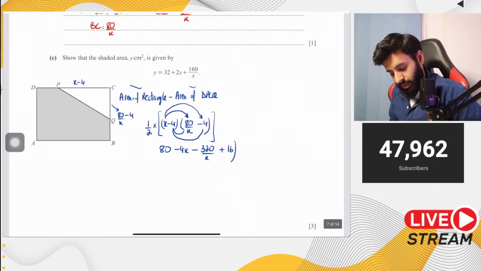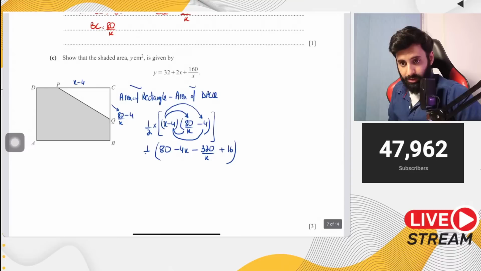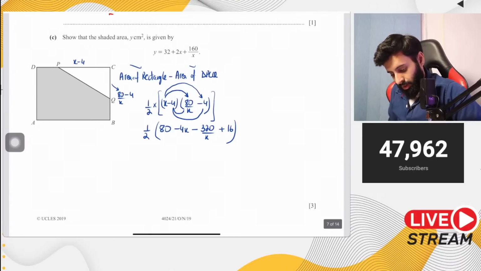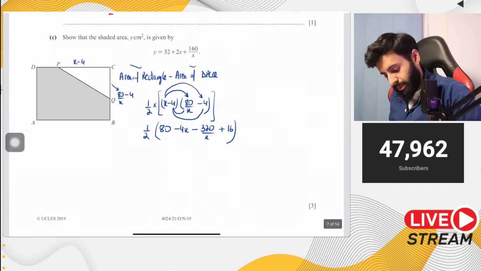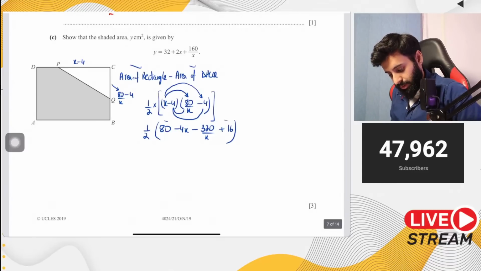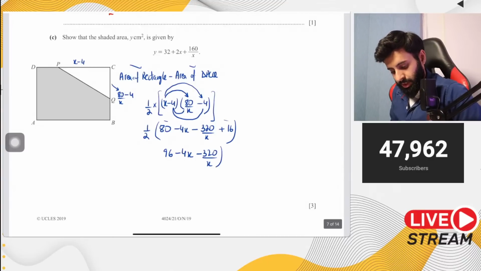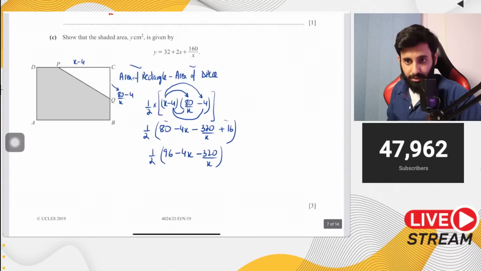And then don't forget that you have a half waiting outside. Okay. Don't forget about that. Okay, then simplify inside the bracket. So if you simplify inside the bracket, that means you can do 80 plus 16, which is going to be equal to 96. So 96 minus 4x minus 320 upon x. Now there's nothing else you can do except that you can multiply it by half.